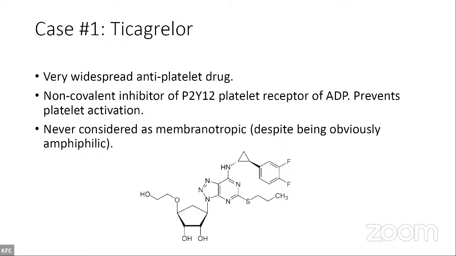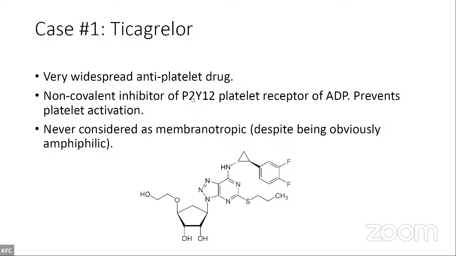And the first case is ticagrelor. This is a very widespread antiplatelet drug, which is prescribed mostly for cardiovascular events. It's known to be a non-covalent inhibitor of the P2Y12 platelet receptor. The normal ligand of this receptor is ADP. If it binds, the platelet activates and the cascade of blood clotting starts. So if you block this, you will prevent platelet activation.